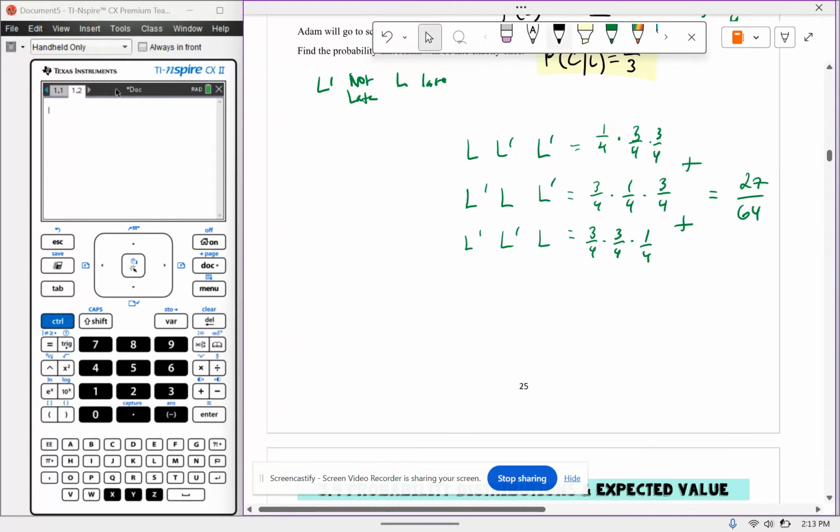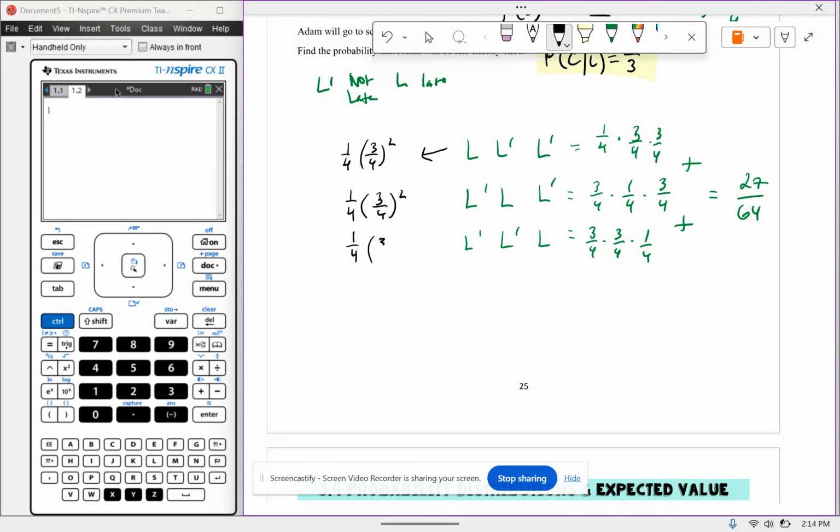So now I want you to stretch your brain, okay? You don't need to write this down. I'm just showing you a cool connection with something that we already learned. Could this not be rewritten as 1/4 times 3/4 squared? Can this also be written as 1/4 times 3/4 squared? Didn't we just rewrite all these in the same way? So couldn't you just take this and multiply it by the 3 different ways that it could happen?